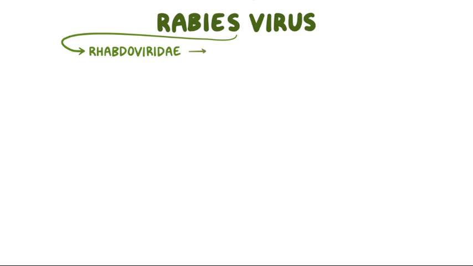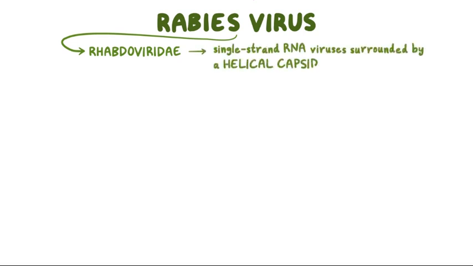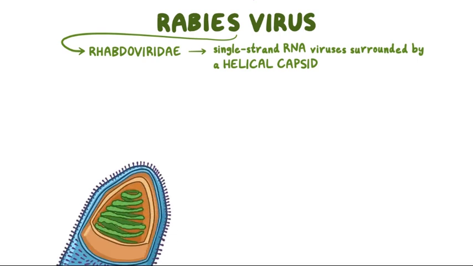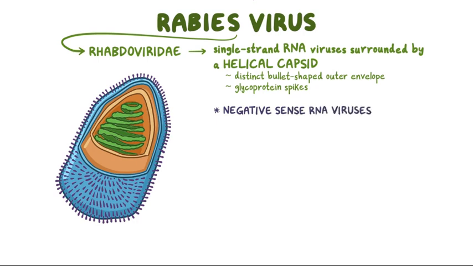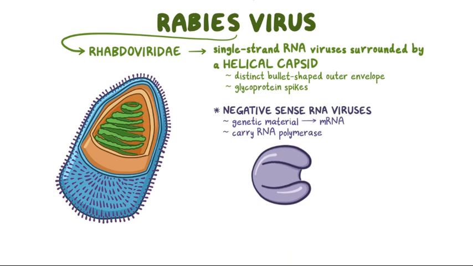All rhabdoviruses are single strand RNA viruses surrounded by a helical capsid, or helix shaped protein layer, all within a distinct bullet shaped outer envelope, which is covered in glycoprotein spikes. They're also negative sense RNA viruses, which means that before it can be used to make proteins, their genetic material has to be transcribed into mRNA. And these viruses carry their own RNA polymerase to do just that.